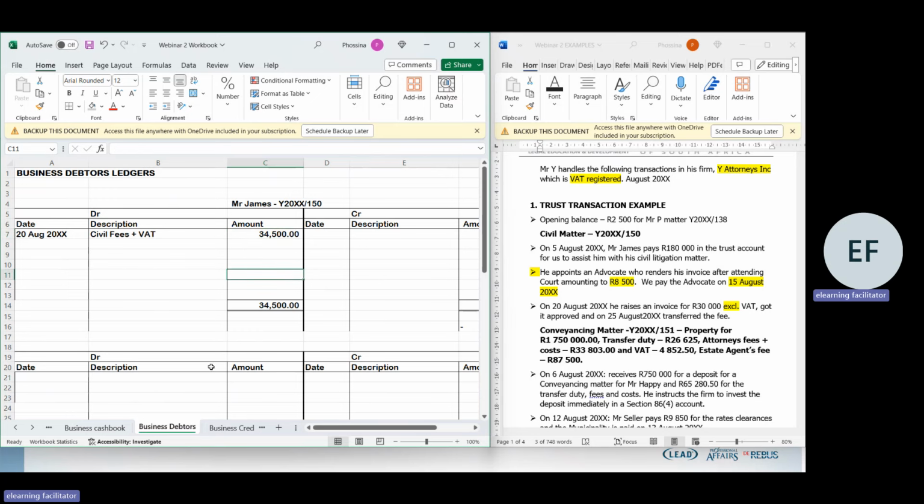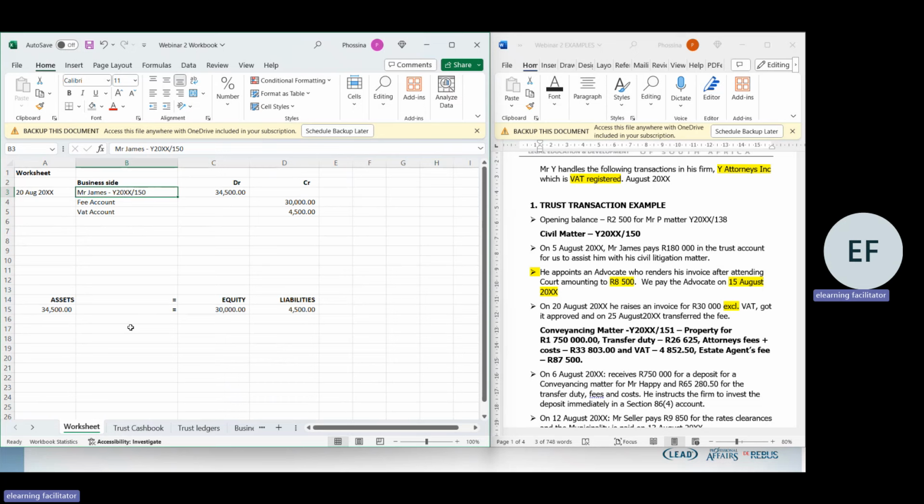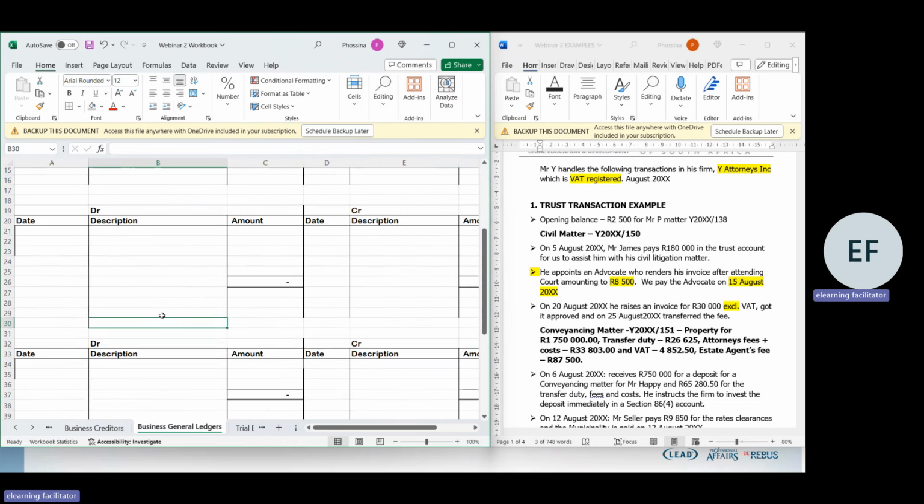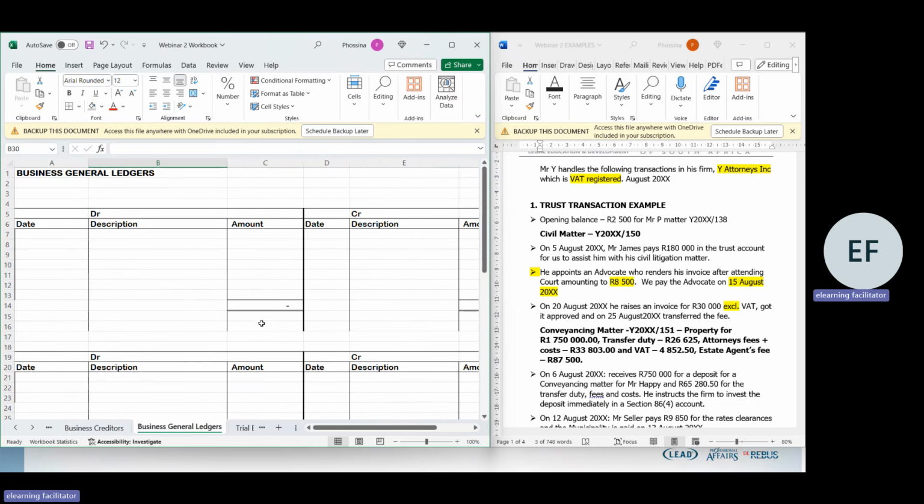He owes 34,500. Okay, and then the next transaction, if we can go back to our worksheet, it's the fee account. So the fee account and the VAT account, these are general ledger accounts. They do not relate to the clients. They belong to the firm, and then we are accounting for them to the third party. So as they are general ledger accounts, this is our general ledger.